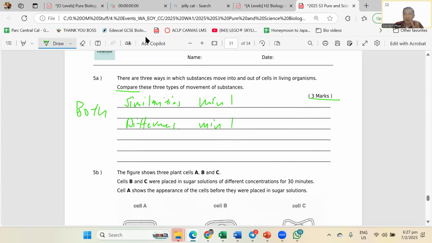So notice I always compare point-to-point comparison. What do I mean? Active transport is against the concentration gradient. In diffusion and osmosis, it is down a concentration gradient. What is my point of comparison here? Concentration gradient. What would be wrong is to say, oh, active transport is against the concentration gradient, but osmosis and diffusion do not require a membrane, that kind of thing.